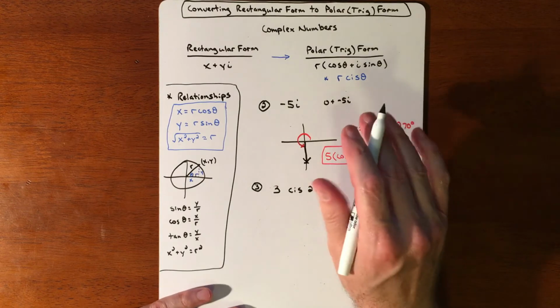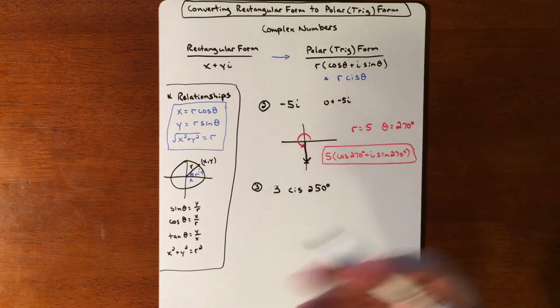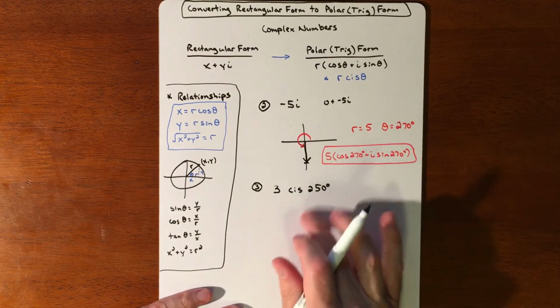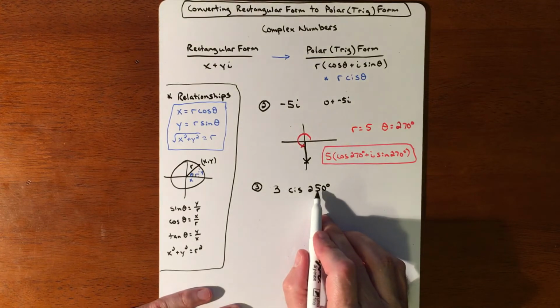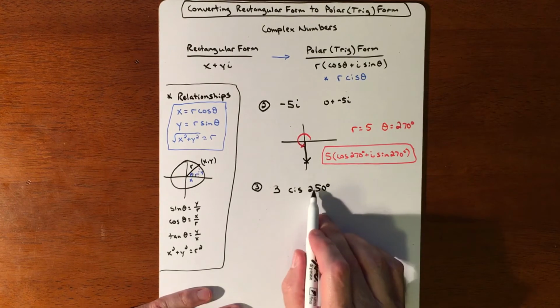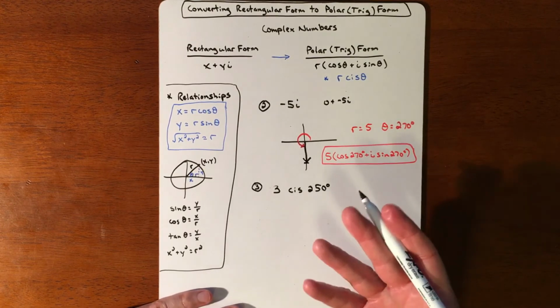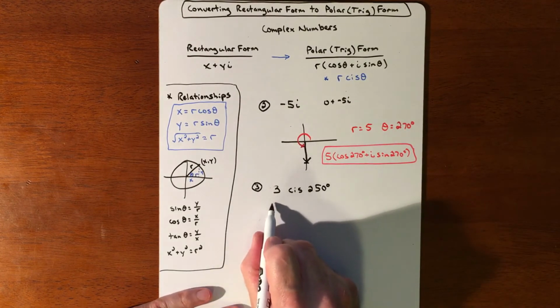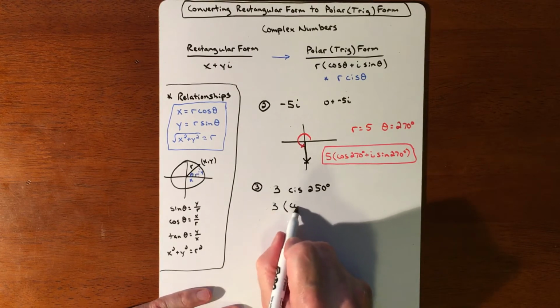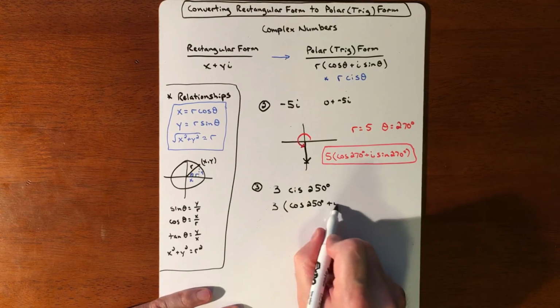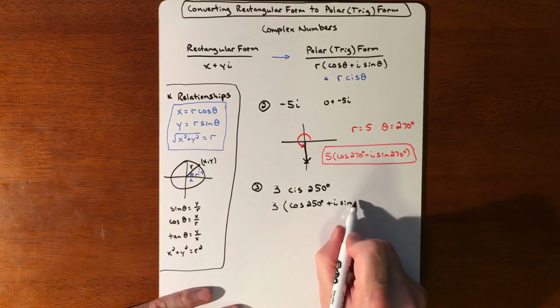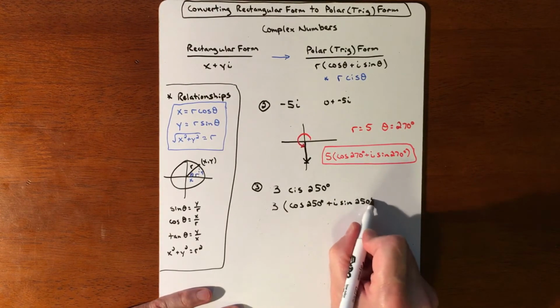And so this one we do a little bit, it's meant to be a calculator problem because 250 degrees is not something that I know as a reference angle. I don't know if it's like a 30-degree reference angle, 60, 45, or if it's on an axis. It's none of those, which really means that it's meant to be a calculator problem. So I can rewrite this, and there's a reason why I will rewrite this. 3 times cosine of 250 degrees plus i sine of 250 degrees.